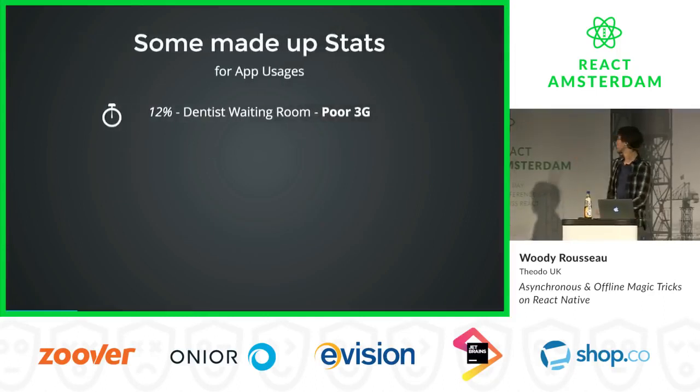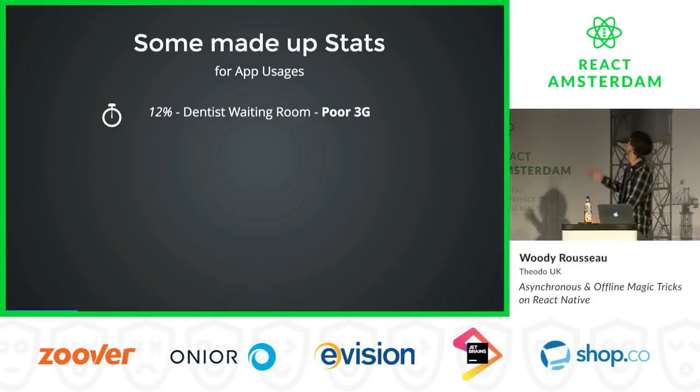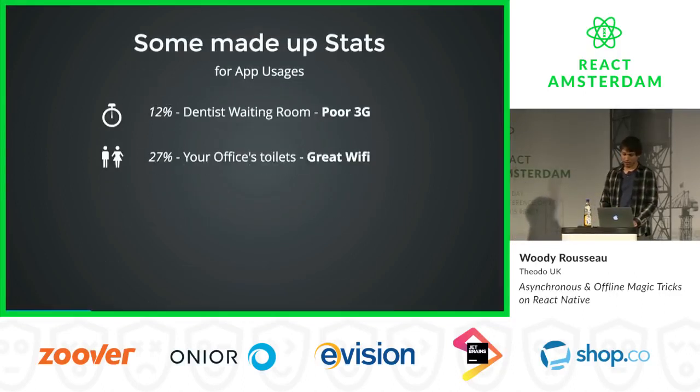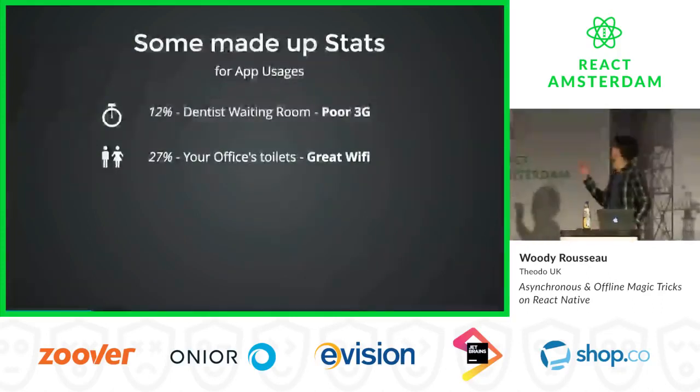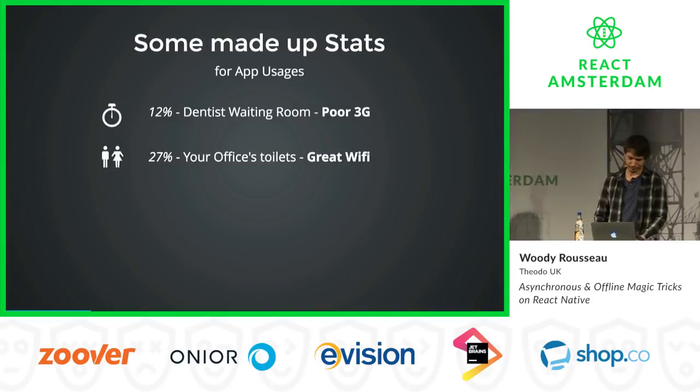Some made-up stats just to explain why it's important to actually think about offline issues. I put up some stats of where you might use a mobile app. So it could be your dentist waiting room, where you have a poor 3G connection. So you need to think about that because the connection is maybe not that good. Then you have your office toilet where you spend a little more time. You have great Wi-Fi usually there, so it's not a problem.